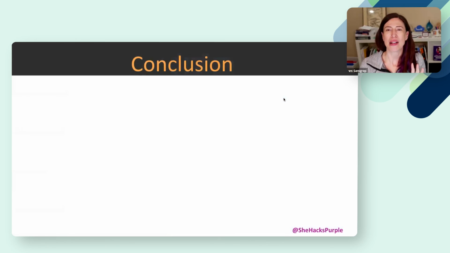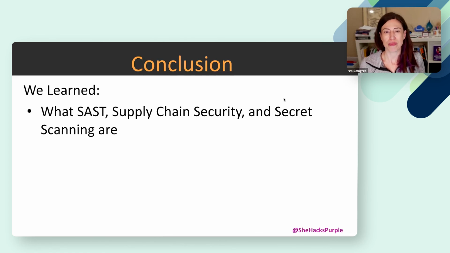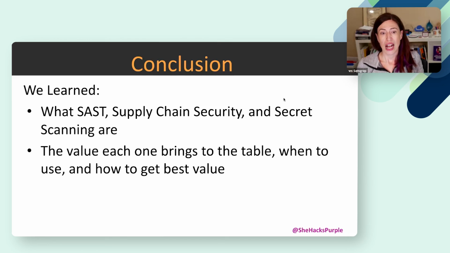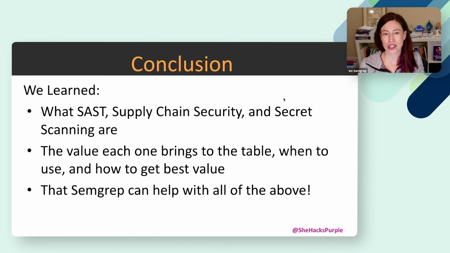Okay, so with that, I want to do a conclusion and give you some resources where you can learn more. And then we're going to say goodbye. So what did we learn? We learned what SAST, or static analysis, supply chain security, and secret scanning are, the value each one can bring and when we might want to use them. And then I gave you some strategies about how to get the best results when you're using them. And that Semgrep can help you with all of the above. And that's my sales pitch. Semgrep can help.